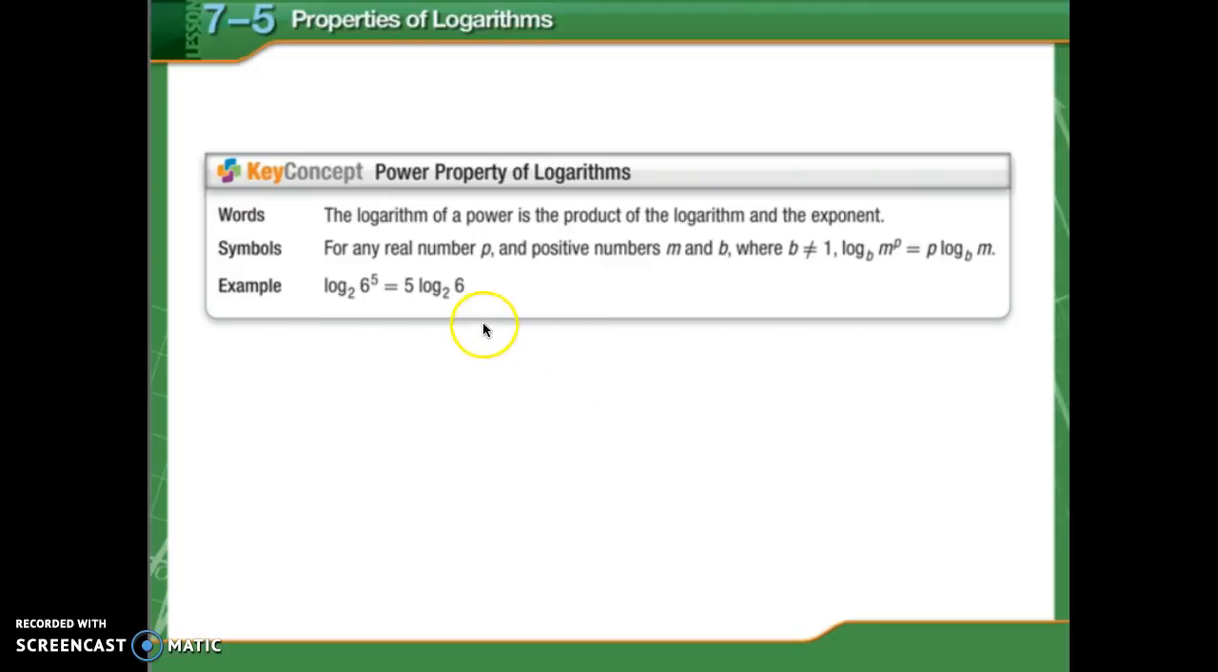Okay, for example 3, we're going to look at a power property of logarithms. Log base b of m to the p power. Remember, whenever we deal with logs, the exponent comes down in front, so this is equal to p times log base b of m.